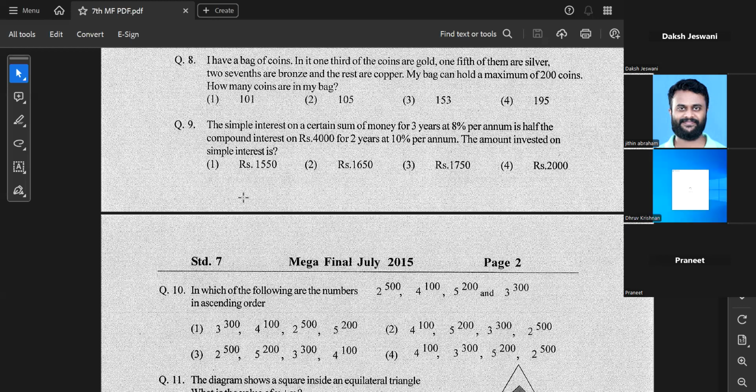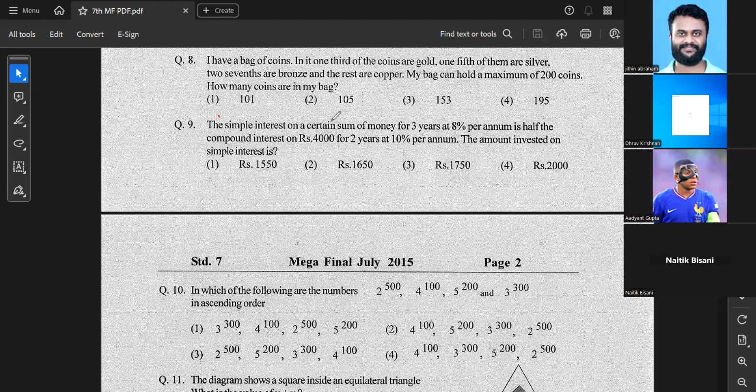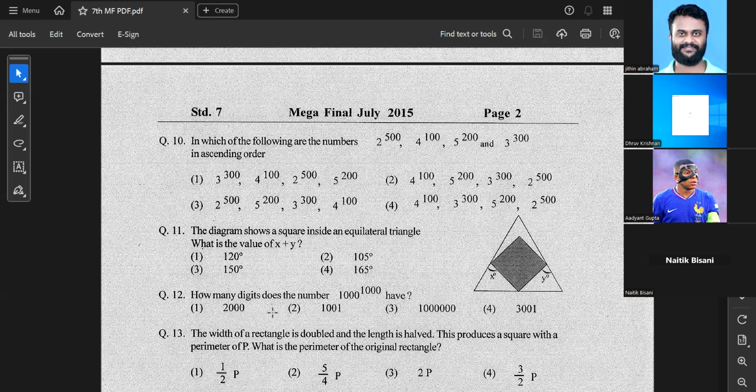Ninth question: simple interest on a certain sum of money for 3 years at 8% per annum is half the compound interest. Why do I feel that I've solved this? I don't know whether I've solved this or not. Sir, you gave it as homework. But I sense it is easy, it should be very basic calculations. Yeah, it's not a complicated problem, my dear child. You just try it one more time. It's very easy. I don't see any complication in this problem. Okay, sir. Yeah, it is easy and a bit time consuming, hence I'm just avoiding that.